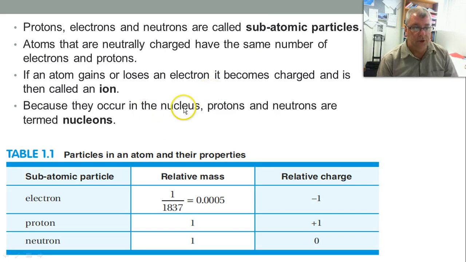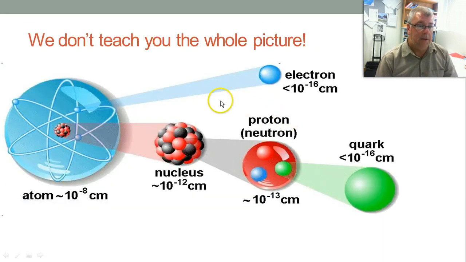Now, because they occur in the nucleus, protons and neutrons are referred to collectively as nucleons. Okay? And we don't teach you the whole picture. Like I said, in physical science we stop here at the nucleus, and we now know, or we've known for quite some time, that protons and neutrons and even electrons, which is a bit dodgy, because it's only relatively new, protons and neutrons are made up of other particles which are even smaller and are called quarks, but we don't need to know that.